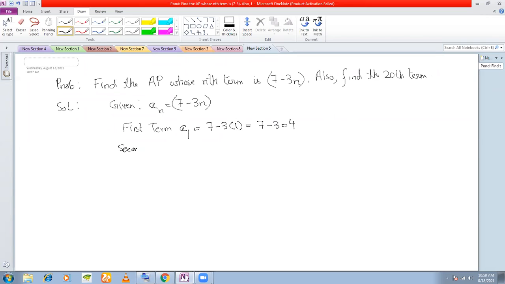What about the second term? A2. Put n is equal to 2, which is 1. Third term, A3: 7 minus 3 into 3, 7 minus 9, which is minus 2.